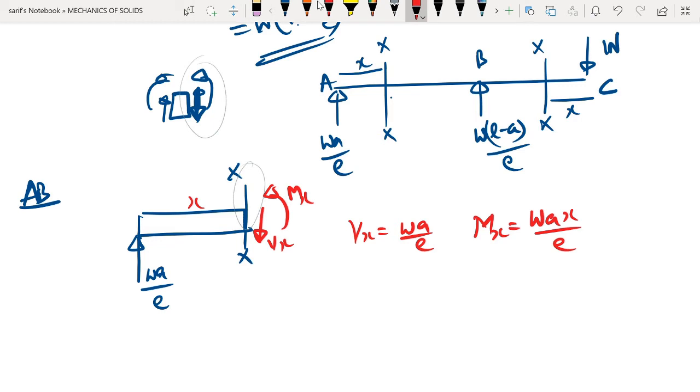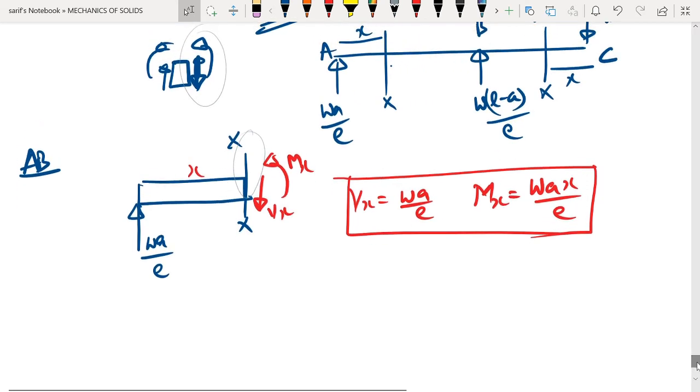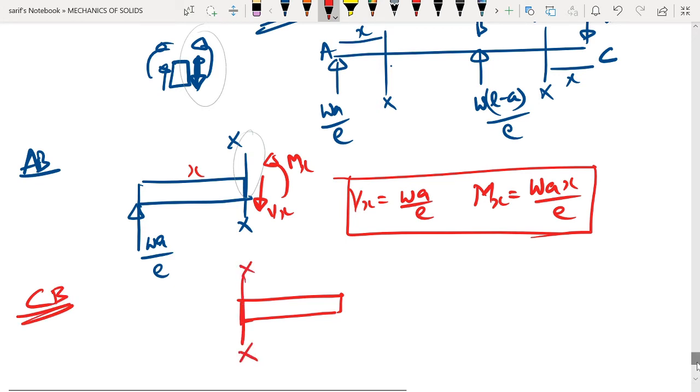Okay, so this will be our expressions for shear force and bending moment in the region AB. In a similar fashion, let us also take the free body diagram of the region CB. If you consider CB, this is your section XX, and this is the distance X, and we are having a load W here, and again we have to take the positive directions.